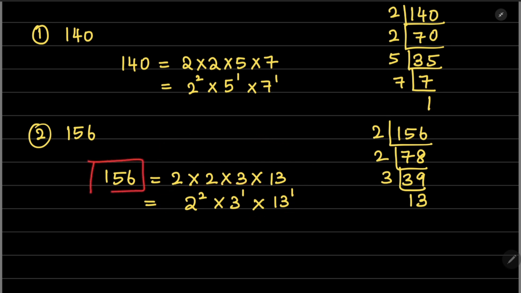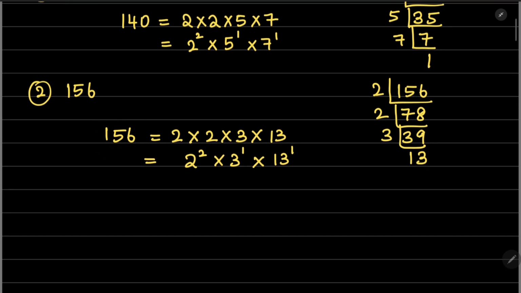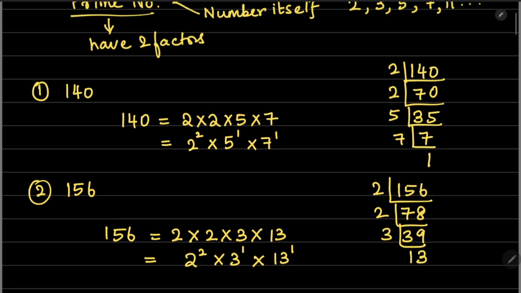So for every composite number, this product of primes will always be unique for a specific number. It does not matter in which order you write. You can even write this as 3 into 13 into 2 square. In any order, it doesn't matter. The order of writing the primes does not matter. So this is the second one.